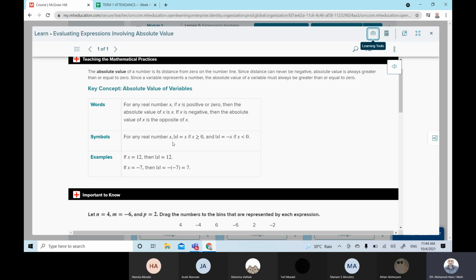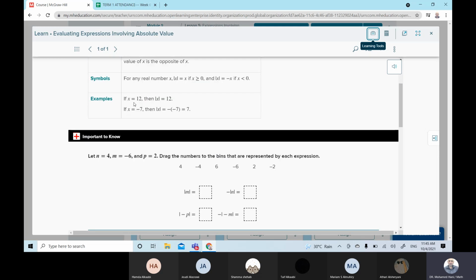For any real number, suppose we have x. If x is greater than or equal to 0, meaning positive, the absolute value, whose symbol is x between two vertical bars, is the same number. But if the number is negative, how do we know it is negative? x less than 0 means negative. So what does the rule say? Take its opposite. What is the opposite of x? Minus x.